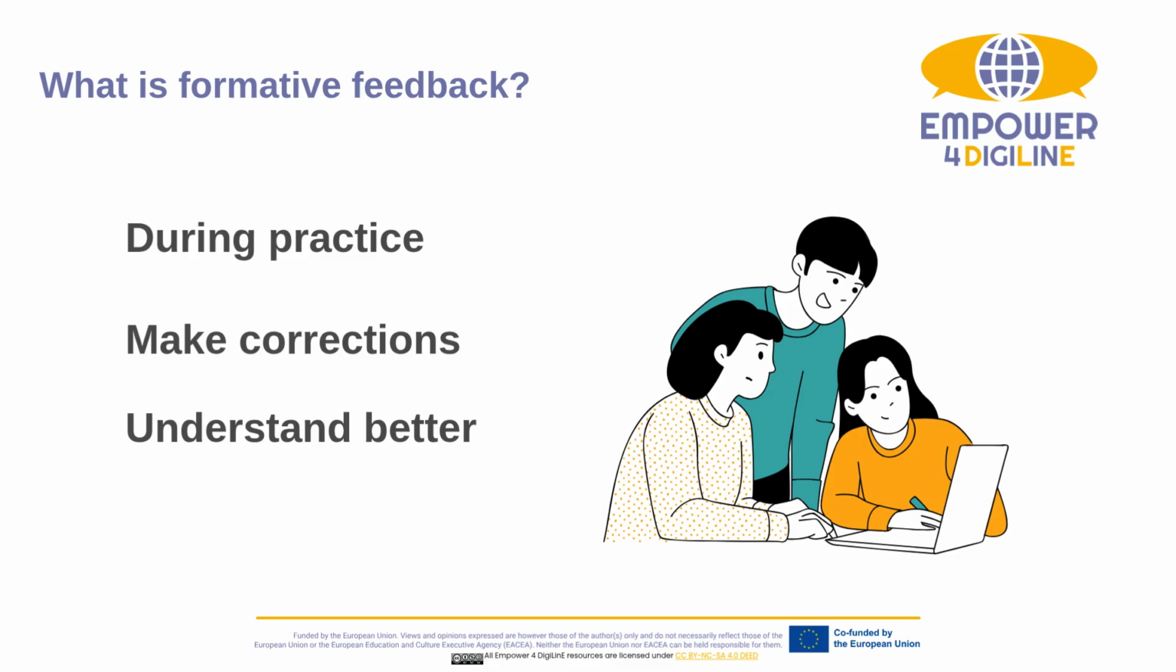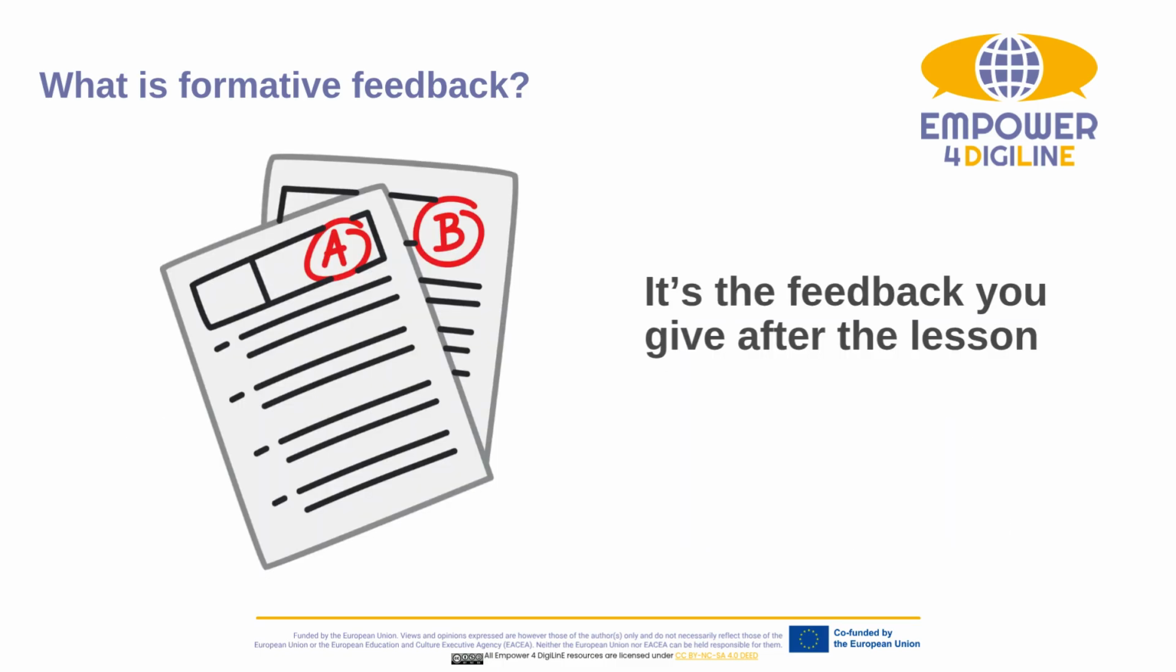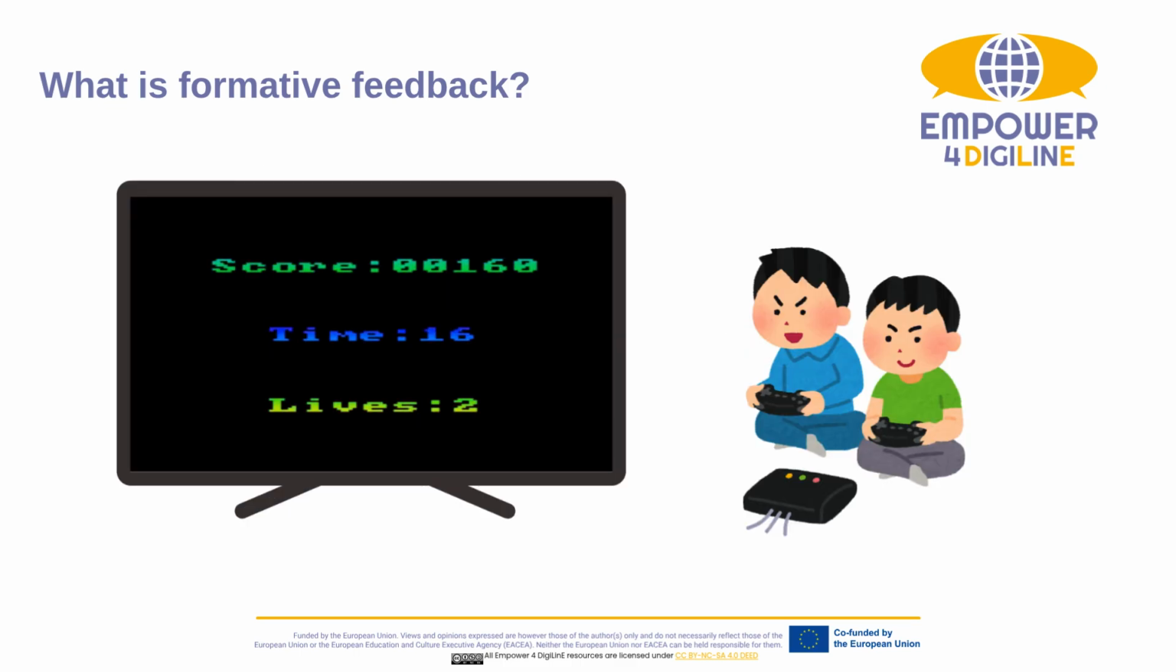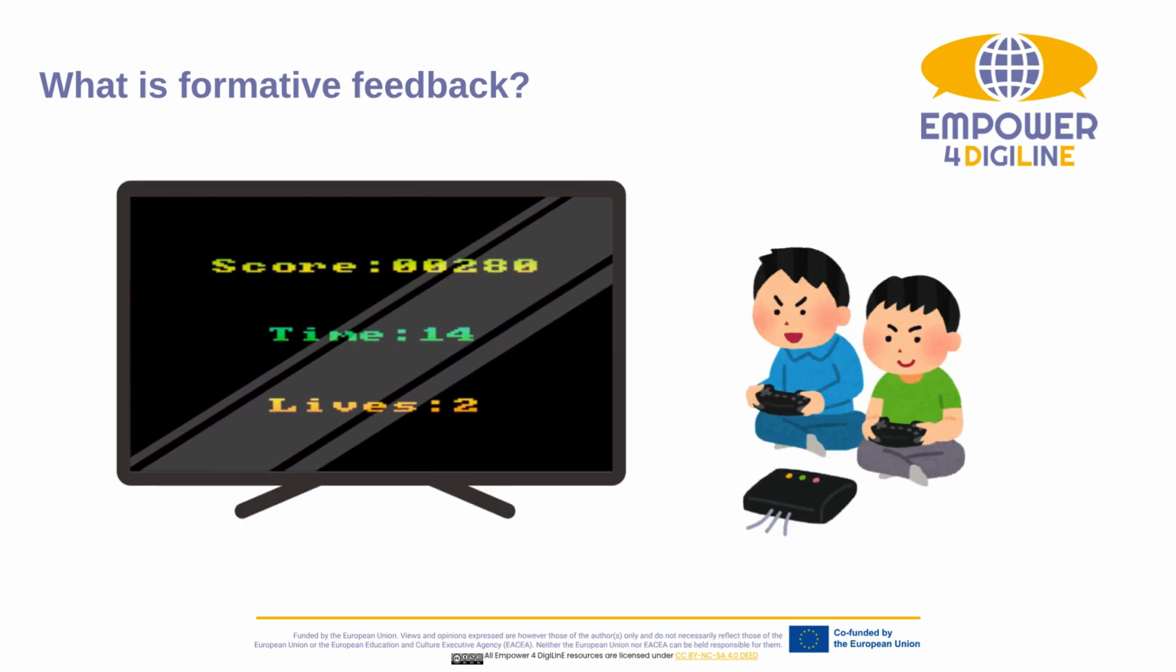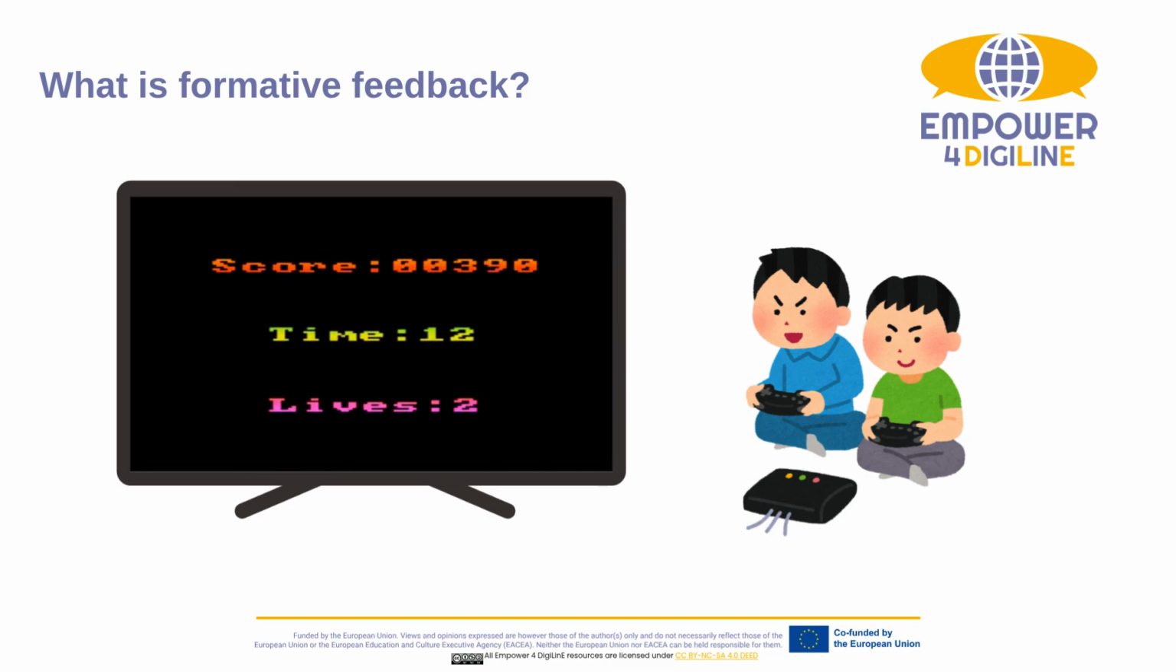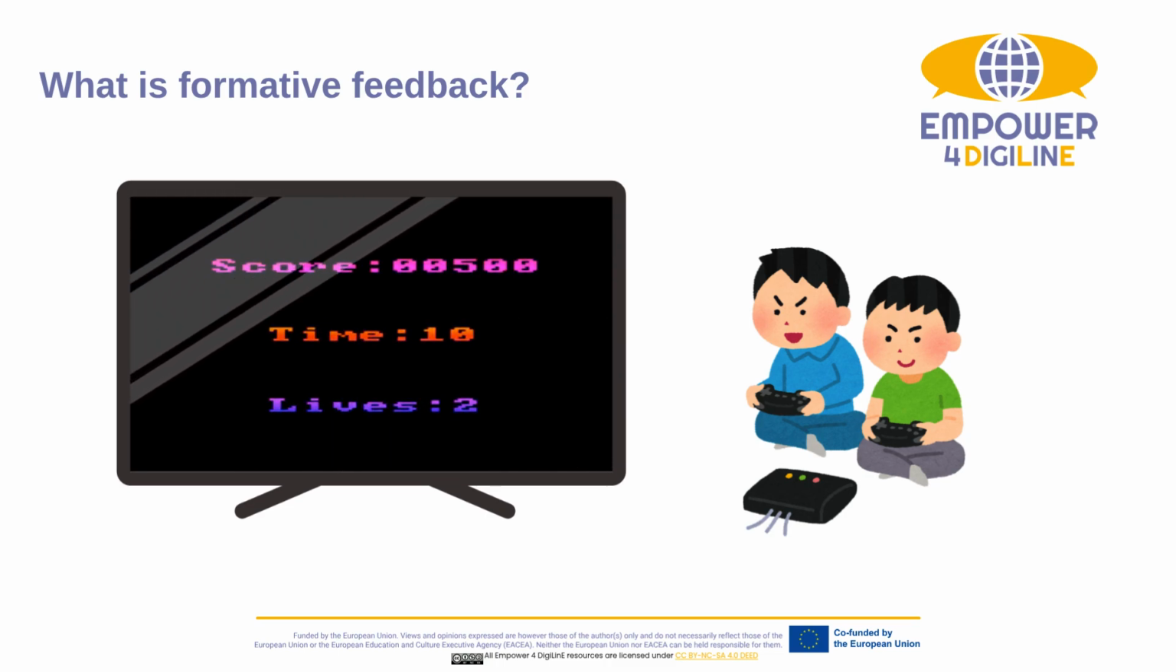Summative feedback comes after learning is completed, usually at the end of a unit, project, or course. It's meant to evaluate performance. This is like the score after the game. It reflects how well students performed overall. Here are examples of summative feedback.